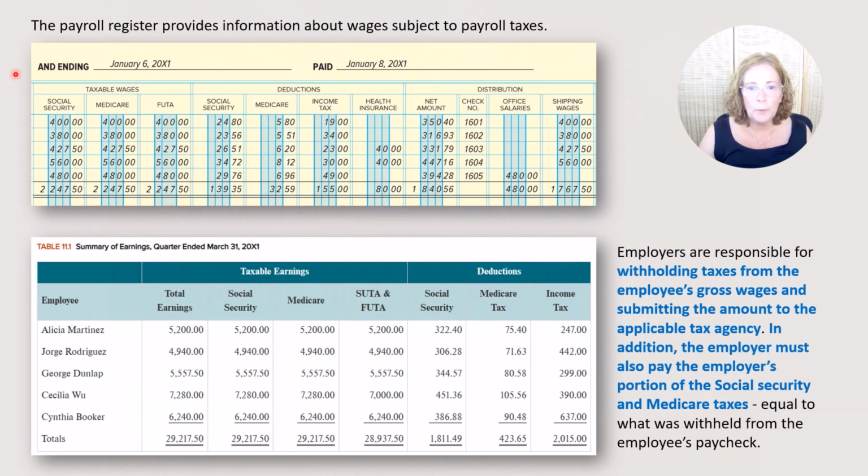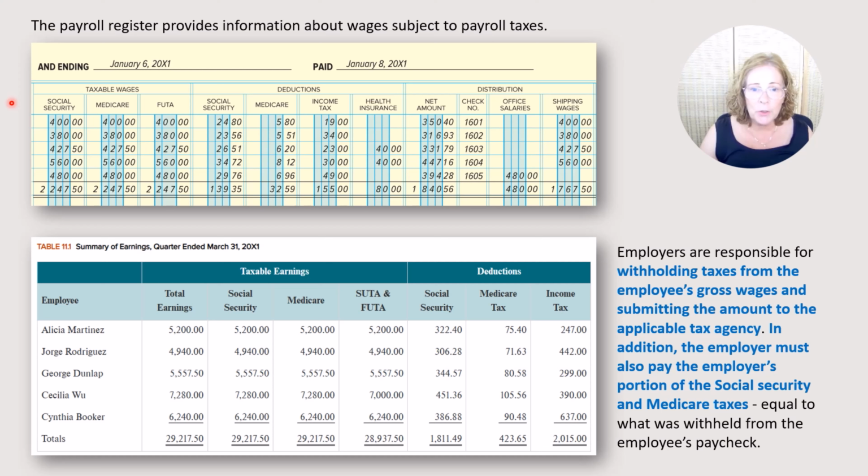The starting point for determining how much a company owes in payroll taxes is the payroll register. The payroll register provides information about wages subject to payroll taxes, and the first schedule shows a portion of the payroll register for the week ending January 6th. Let's take a look at the payroll register.